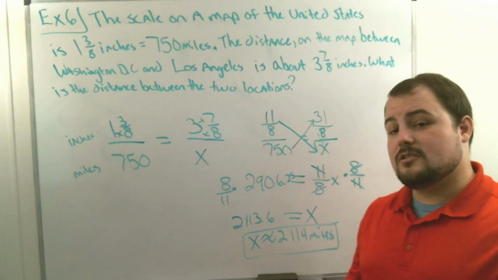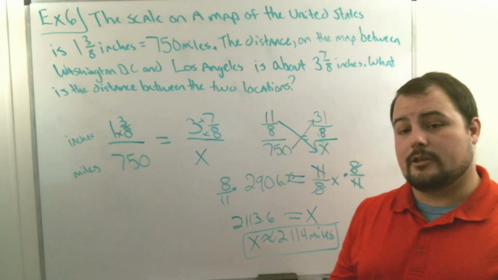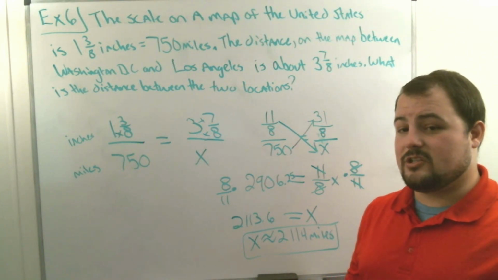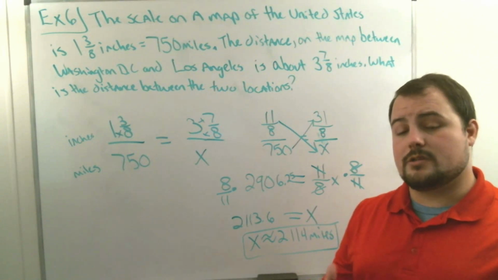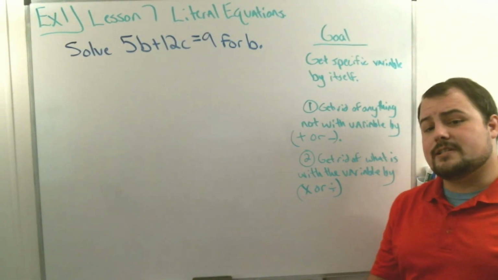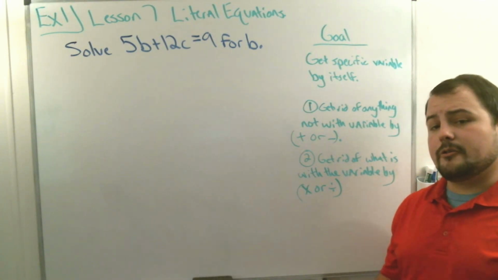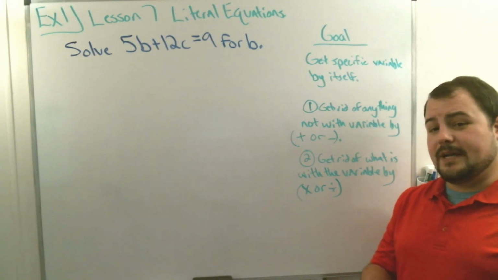Let's go ahead and move on to lesson 7, the last lesson of the chapter. We're going to be doing literal equations. So make sure you pay attention. It's using skills that we've already talked about. We just got to be able to solve for specific variables. All right, so we're moving on to lesson 7. Lesson 7 is all about literal equations.